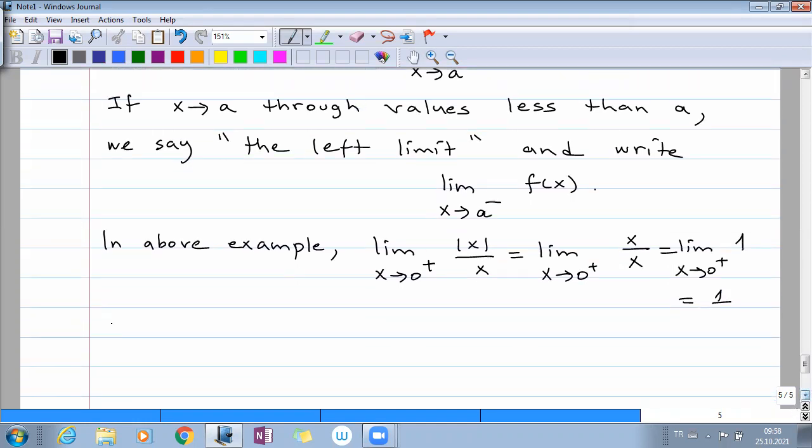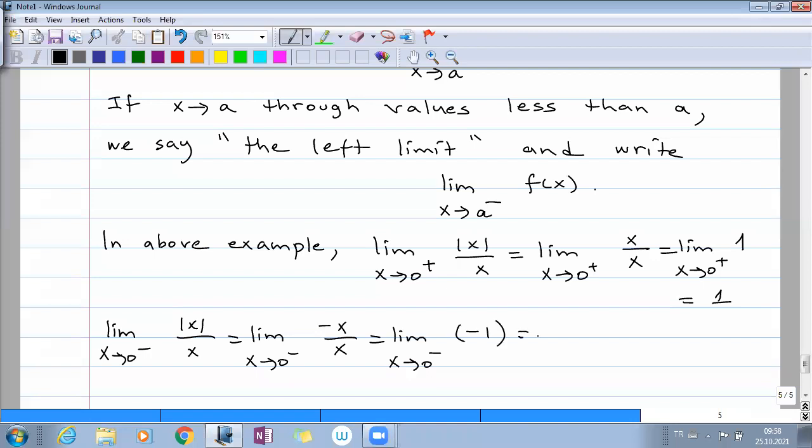And if you approach 0 from the left, x is less than 0, so the absolute value of x is minus x. So when you cancel out x, you have the constant minus 1. So the left limit is minus 1.